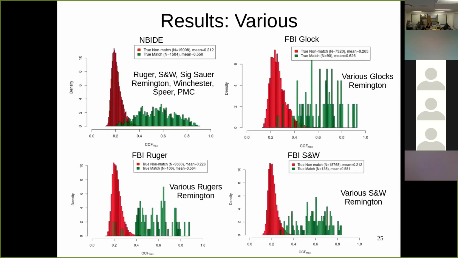For the MBIDE study, there are 3 different firearm brands, Ruger, Smith & Wesson, and 6-hour, and they use 4 different ammunition brands. So the results of this set of studies are pretty good, much better than the previous slide, and I would say almost as good as the consecutively manufactured studies.